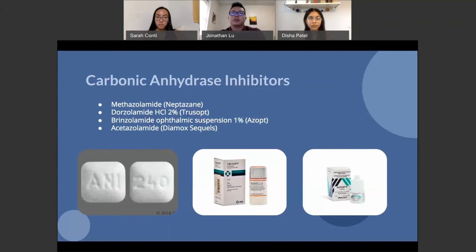Carbonic anhydrase inhibitors also reduce eye pressure, but only by reducing the production of intraocular fluid. Some of the more common ones include methazolamide, dorzolamide HCl, brinzolamide ophthalmic suspension, and acetazolamide. Unlike the previous drugs, CAIs are available as either eye drops or pills. Pills are normally used for patients that do not get better from the eye drops, or the source of glaucoma will not be affected by the eye drops. This also helps with patients that are not adherent to eye drop medication. Some patients may need to take both forms of the medication depending on what their doctor tells them.